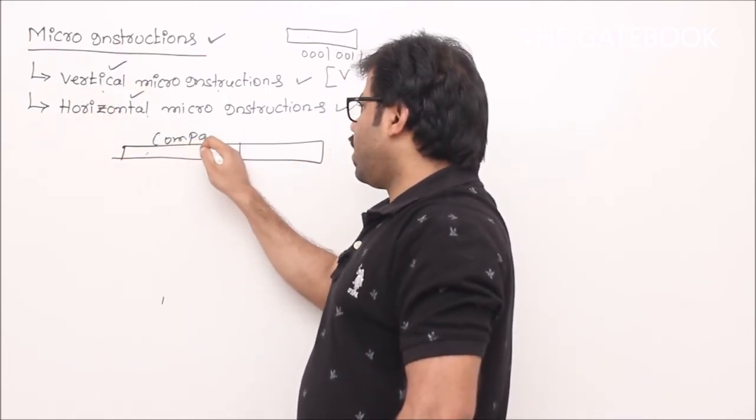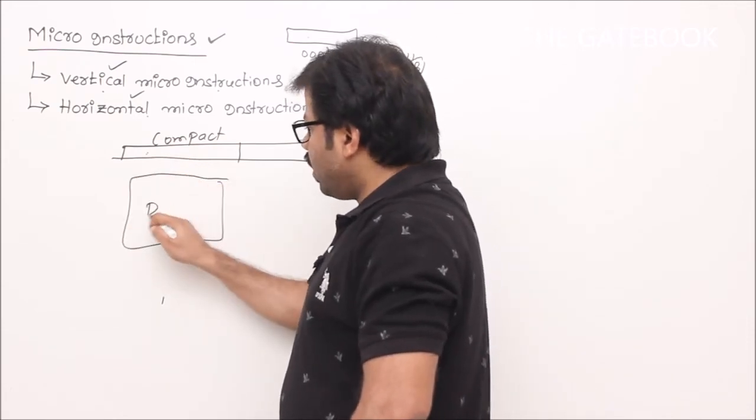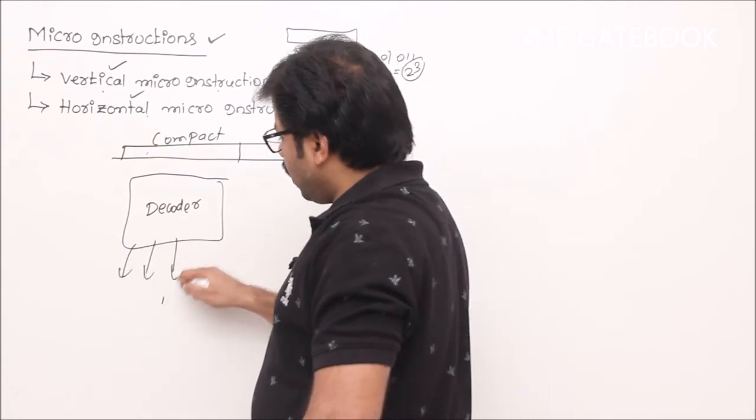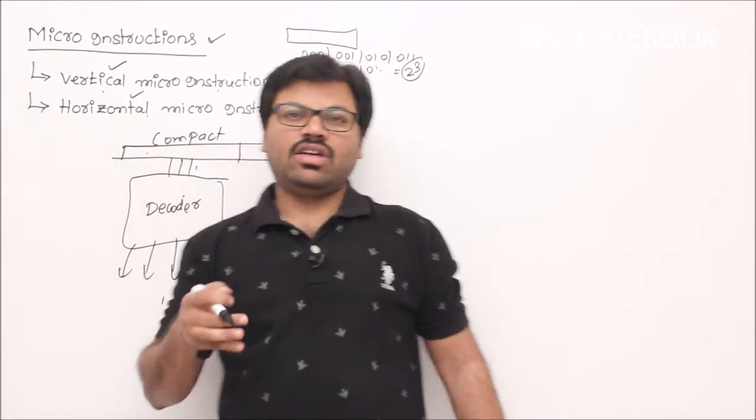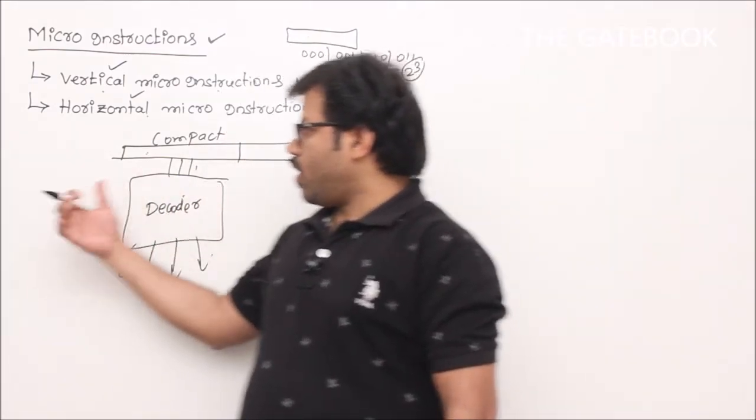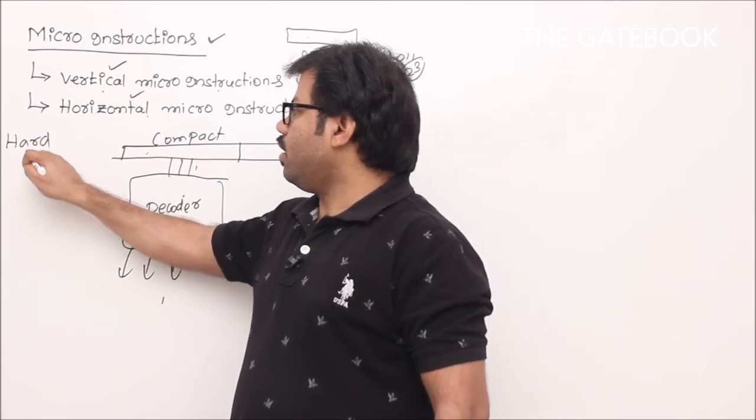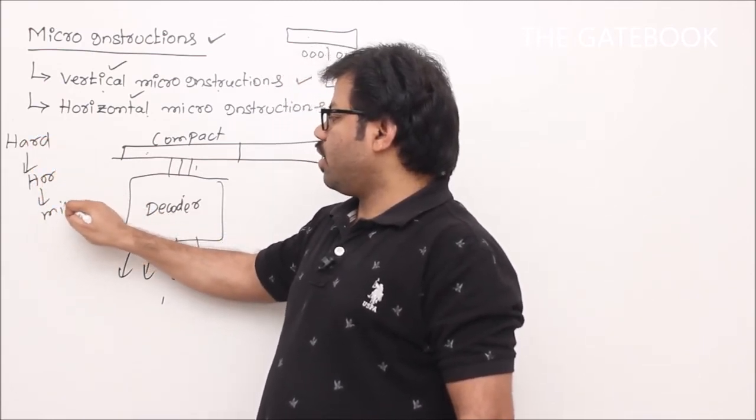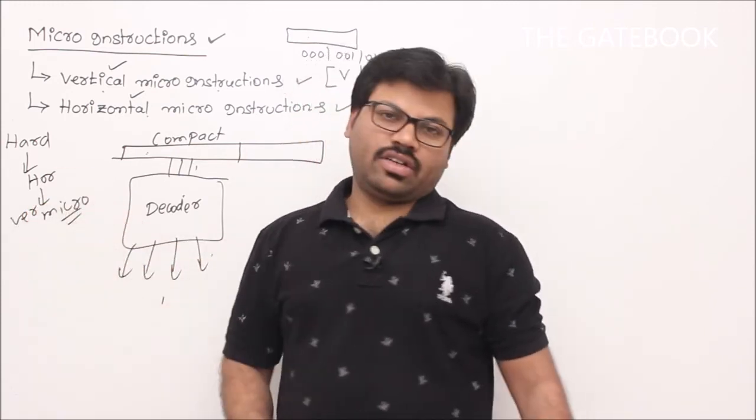Because of this compact form, what happens? We have to give that to a decoder again. So that decoder has to generate the control signals, right? So that's why I can say there is a delay because of the decoder, one more level. So if you see the fasterness, definitely hardwired is good, then horizontal, then vertical. So vertical microprogramming is the slowest one, right?